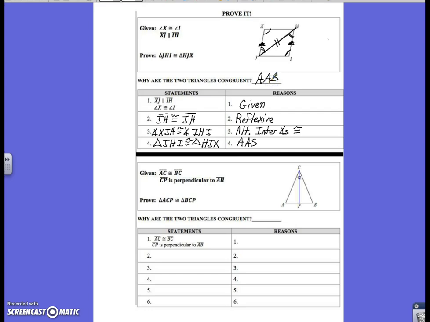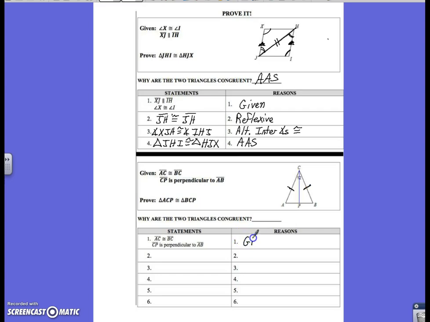All right, so second one. You might want to try this one on your own. If so, go ahead and hit pause. If not, let's go ahead and walk through this together. So we start with AC is congruent to BC. It's an interesting note there. CP is perpendicular to AB. Well, that's kind of interesting right there. Doesn't really tell us anything. It kind of leads us somewhere if we can think about it.